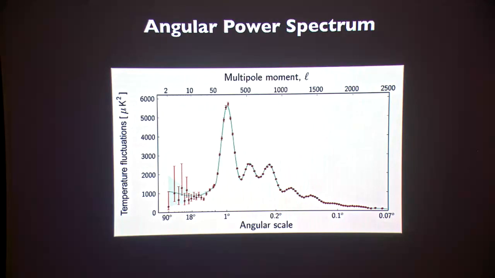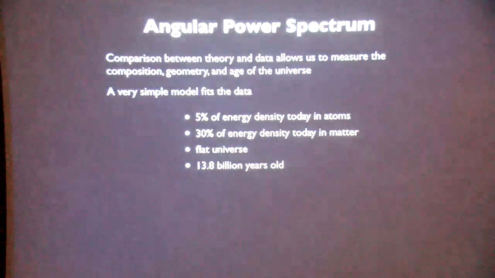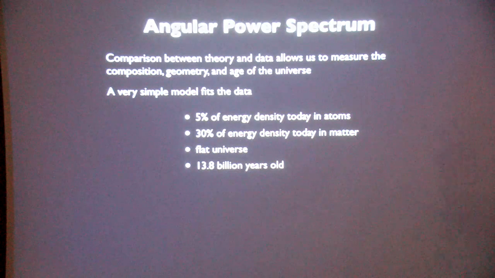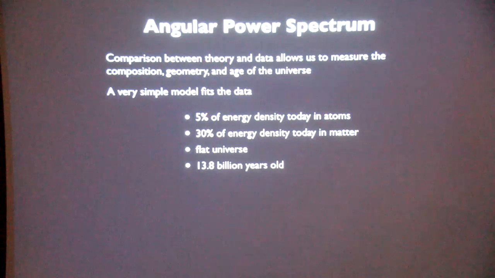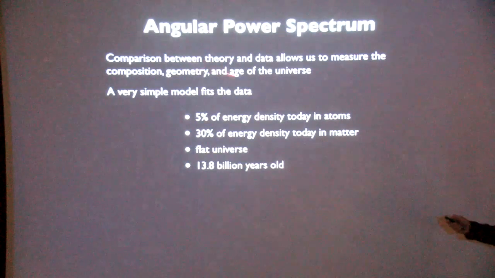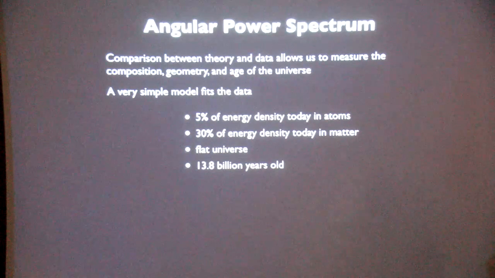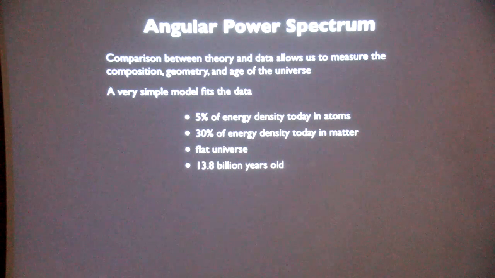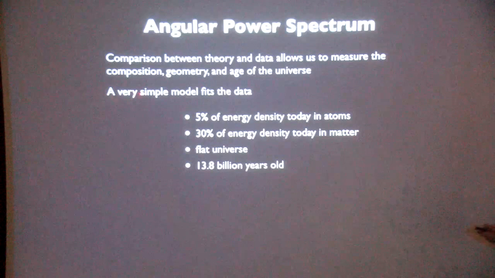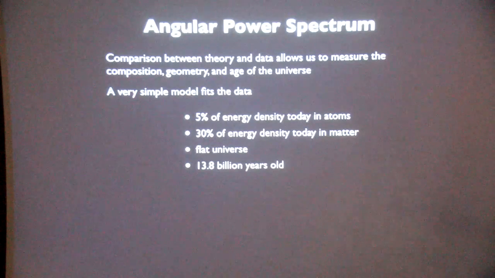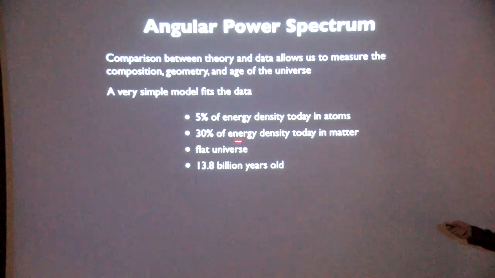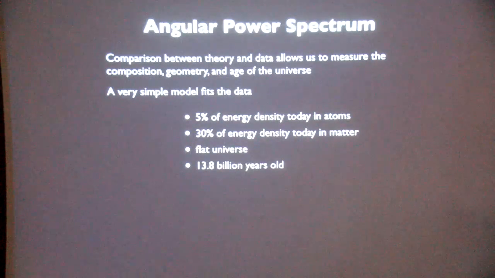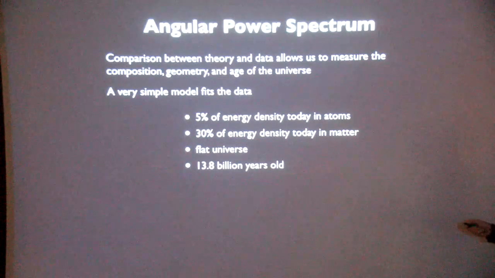Okay, so I only really described it in very minimal detail, but we have a theory that describes the medium, and so if you compare the theory to the data, it really allows us to measure the composition, the geometry, and age of the universe, and it turns out that the model that fits the data is very simple. So all you need to know is that 5% of the energy density today is stored in atoms, 30% of the energy today is in matter. The universe is flat to a very good approximation, and it's about 13.8 billion years old.